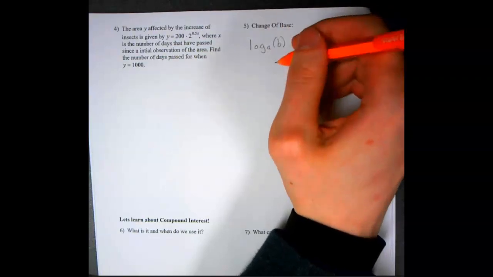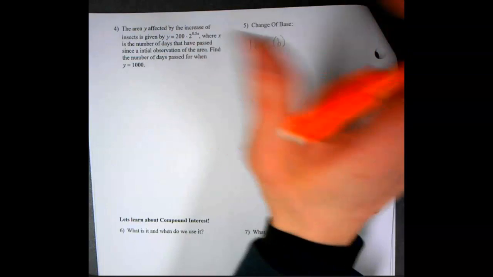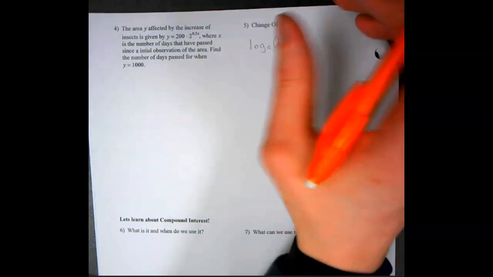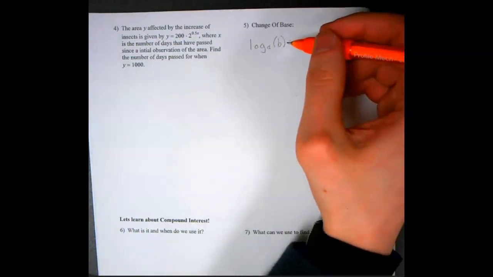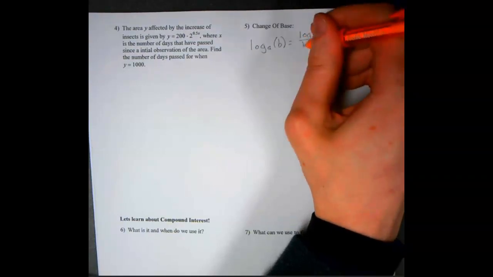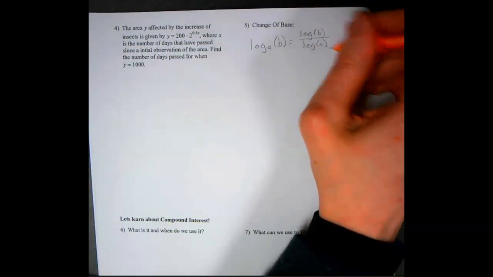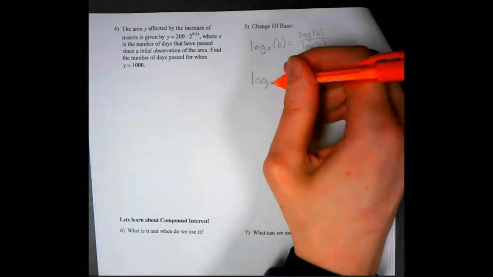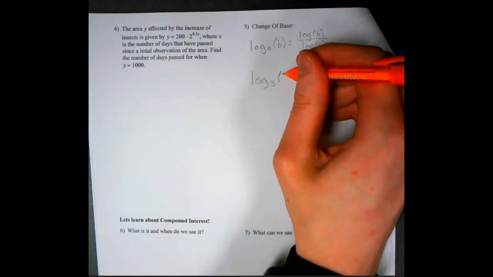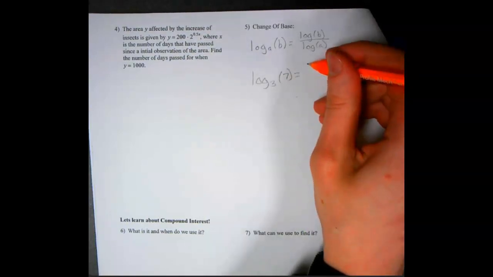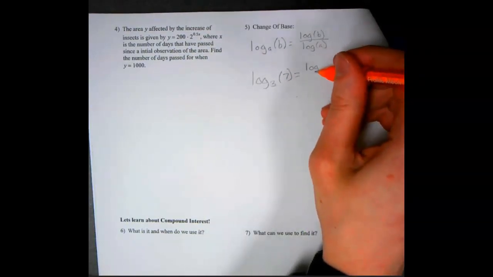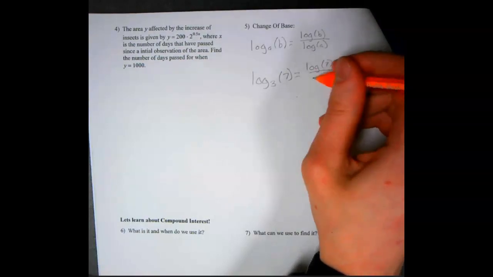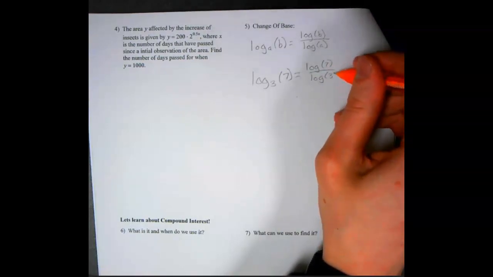So if you have log base a of some number b, when you're putting that into the calculator, you're going to change that to be the log of b over the log of a. So if we had log base 3 of 7 in the calculator, you would put down log of 7 over log of 3.